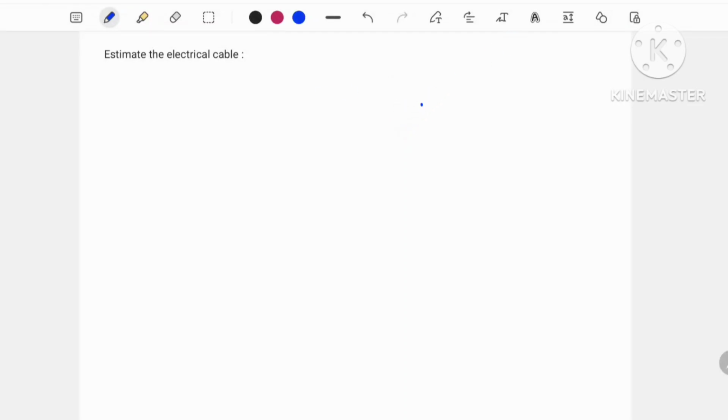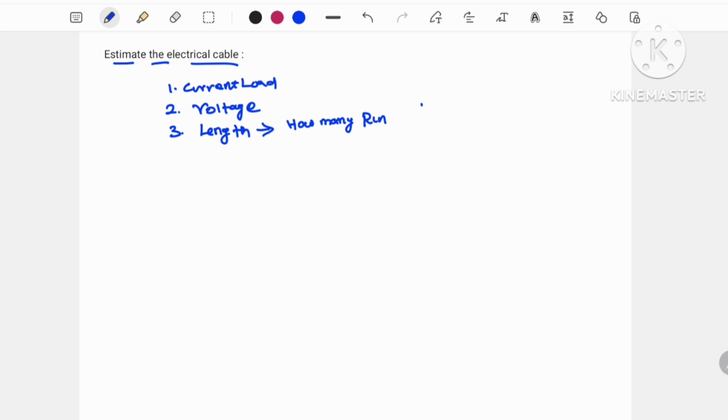Tech Engineer. In this video, we are going to discuss how to estimate the electrical cable size, which depends on several factors including current, load, and voltage. The third one is the length of the cable and how many runs, right? And the fourth one is voltage drop.